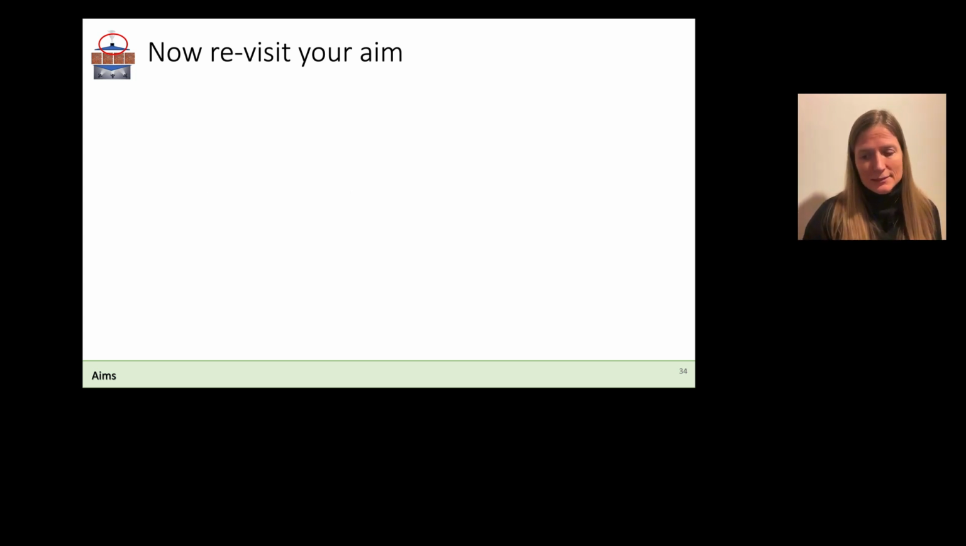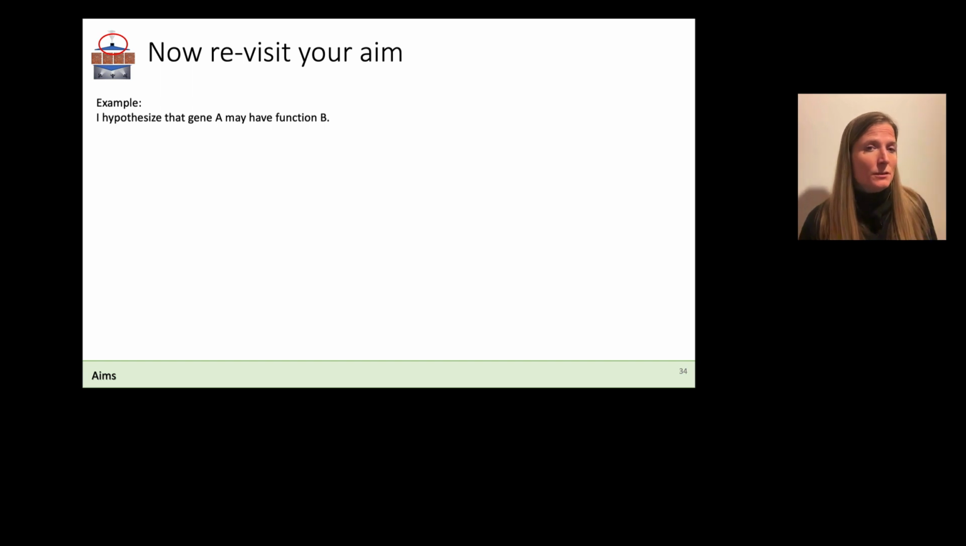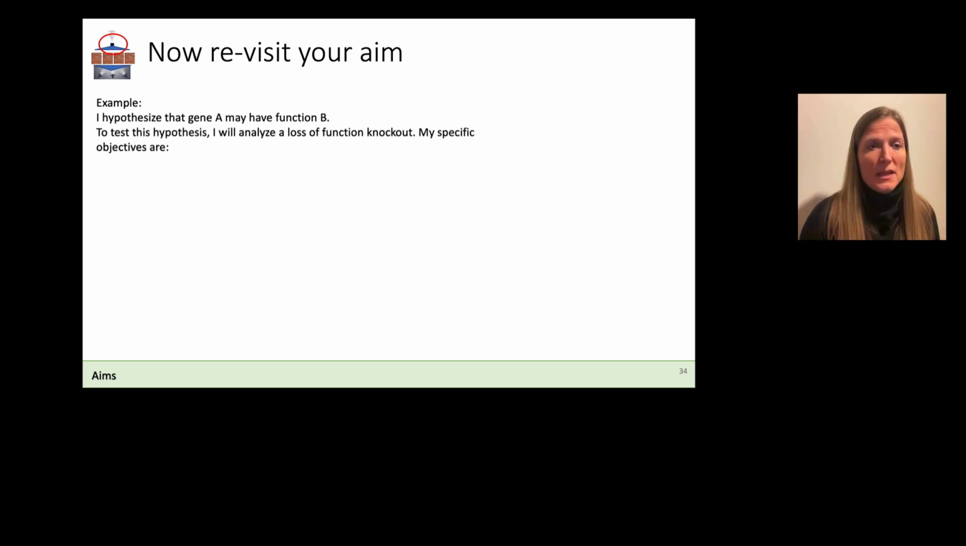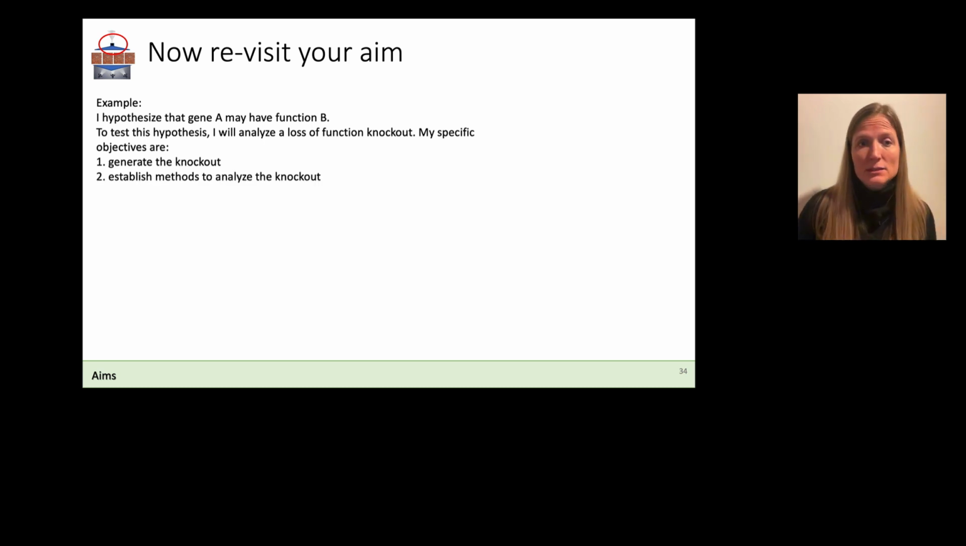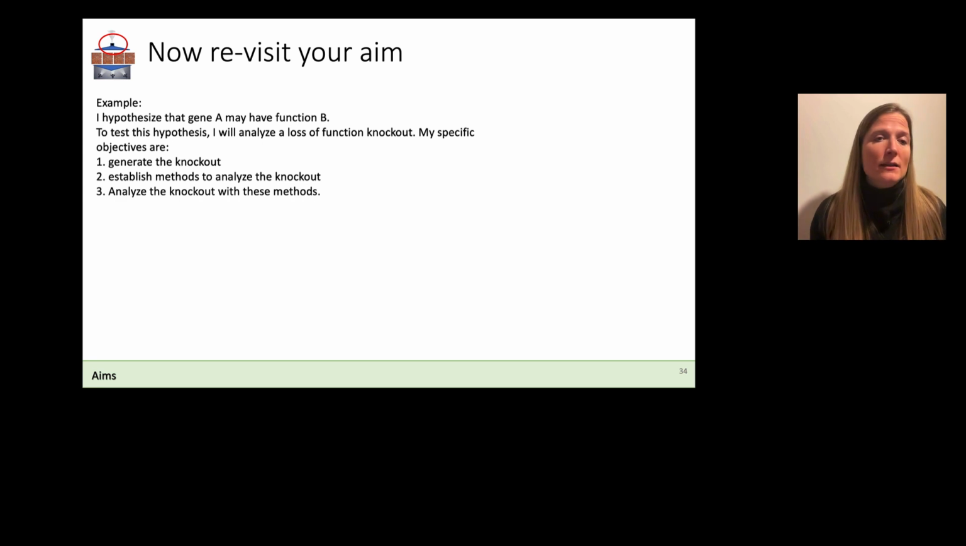How to do this? One example, thinking that you would look at a knockout: your original hypothesis may have been, I hypothesized that gene A may have a function for whatever B. To test this hypothesis, I will analyze a loss of function knockout. My specific objectives are to generate the knockout, establish methods to analyze the knockout, and then analyze the knockout with these methods. Beautiful thesis, great. However, things went wrong and you didn't get that knockout.